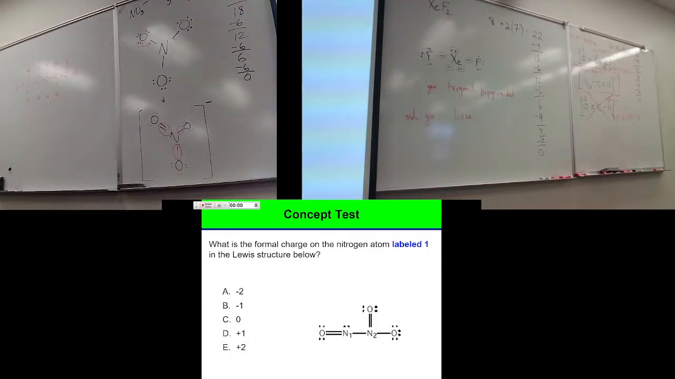So let's try this. If there's a nitrogen in there, nitrogen 1, what's the formal charge in that nitrogen?